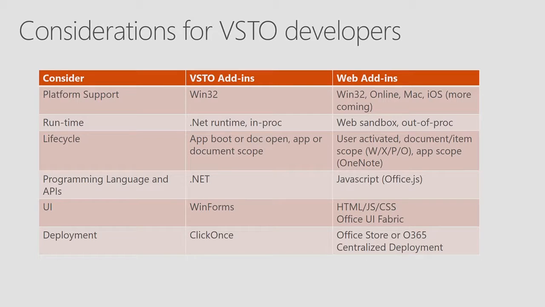UI, again, WinForms. I don't know, does anyone like working with WinForms? Under the new model, it's all HTML and the Office Fabric, okay? Fabric just makes it a lot easier, trust me on that one. Deployment, again, the old model, all installers, ClickOnce installers. And under the new model, it's all through the store or the Office 365 centralized deployment.